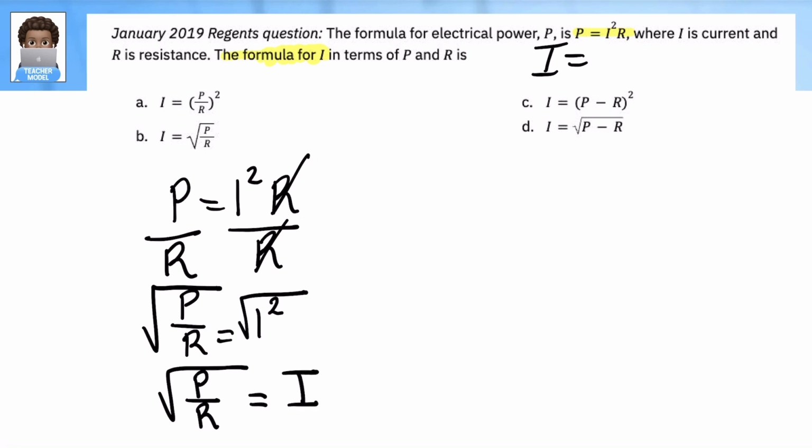And that makes sense, right? Because I know that I squared just means I times I. That's all it means. So I'm just finding the square root of that value. All right, let's see if anything matches our answer. And lo and behold, I do see I equals the square root of P over R. See it right here. All right, so hit pause and jot this down into your notes.